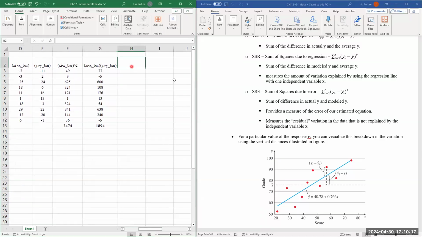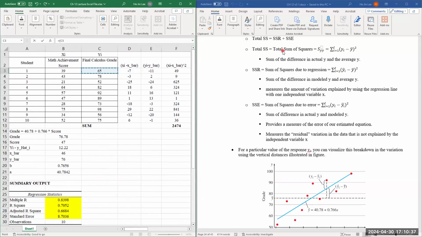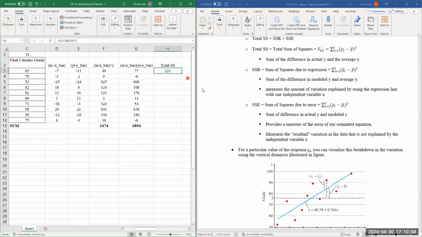Okay. So the first one we're going to calculate is total SS. And this is yi minus y bar. So this is equal to, parentheses, the yi here minus y bar right here. We calculated that. I'm going to put dollar signs around the y bar so that it doesn't move while I scroll the formula down. And then we got to square this thing.